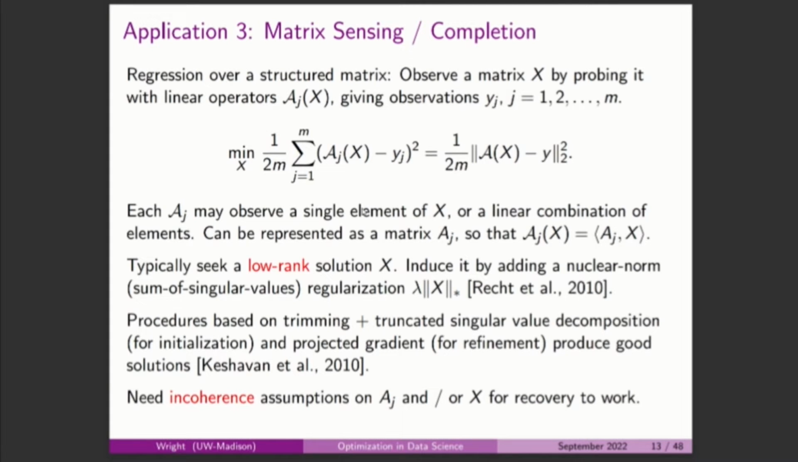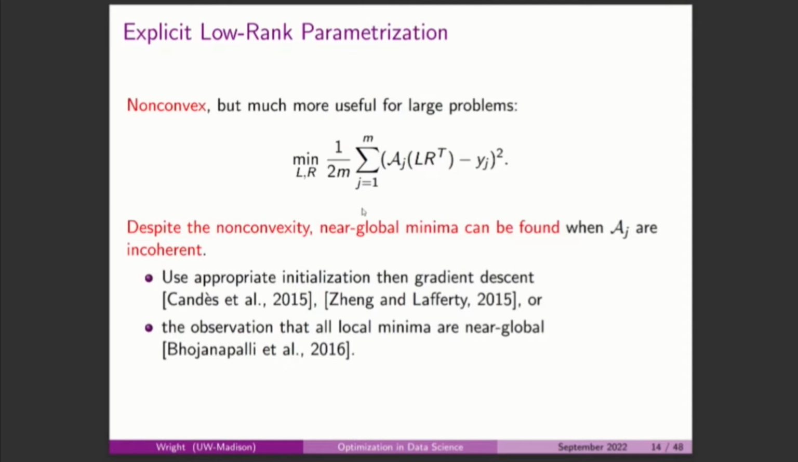So people did a lot of work using algorithms to attack that formulation. You do need these so-called incoherence assumptions on the A_j or the X. Typically you can't be just evaluating single components of the matrix X unless you know that it's got some sort of incoherent form, namely that the eigenvectors are well spread out. They're not focused on particular components. Otherwise it's like looking for a needle in a haystack.